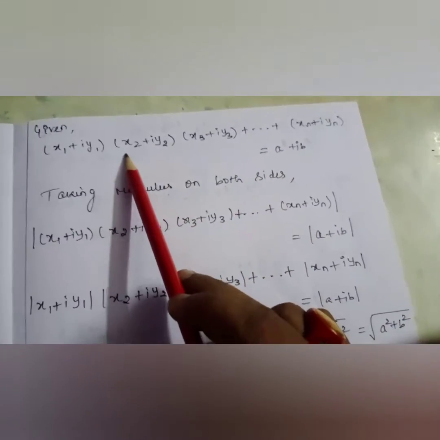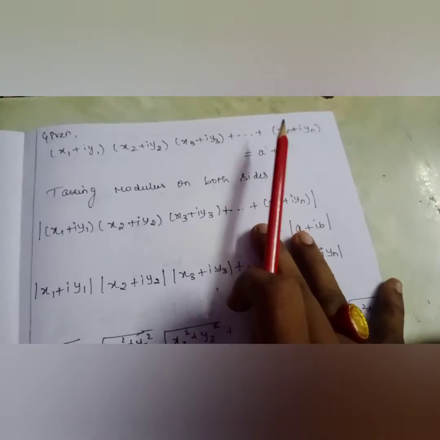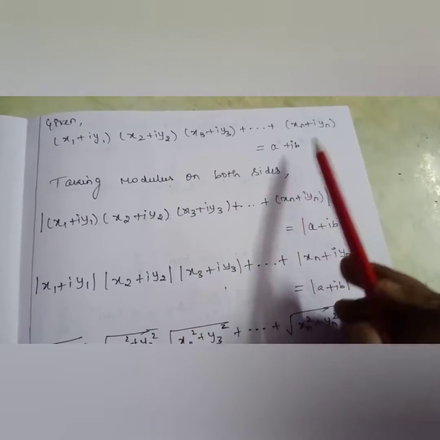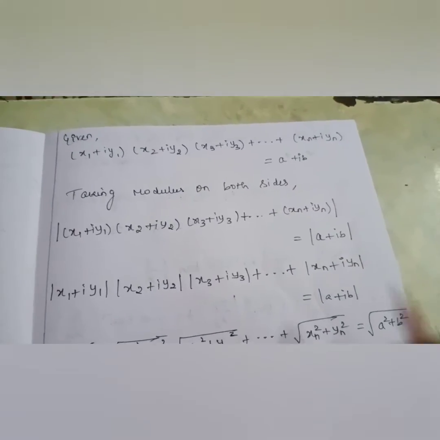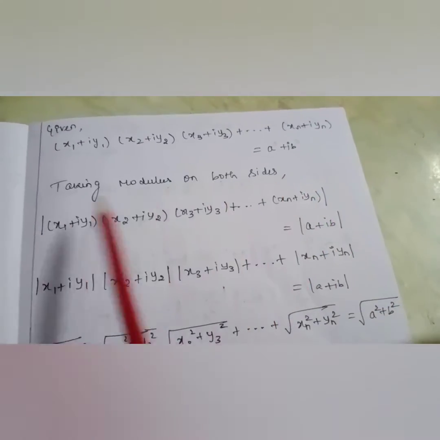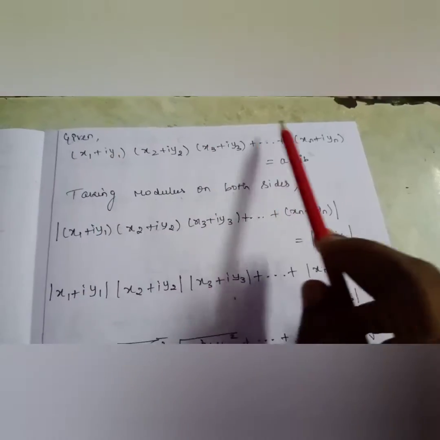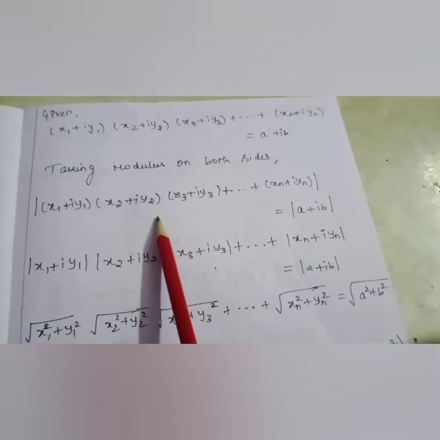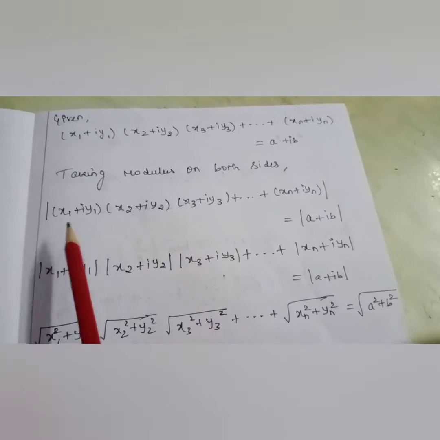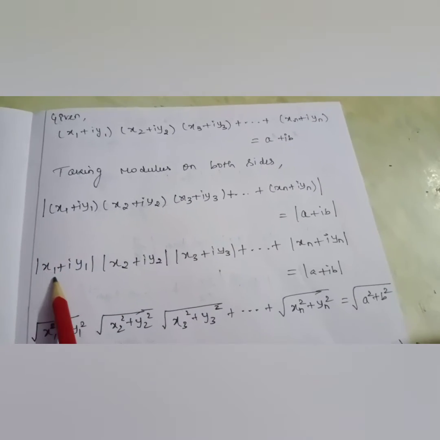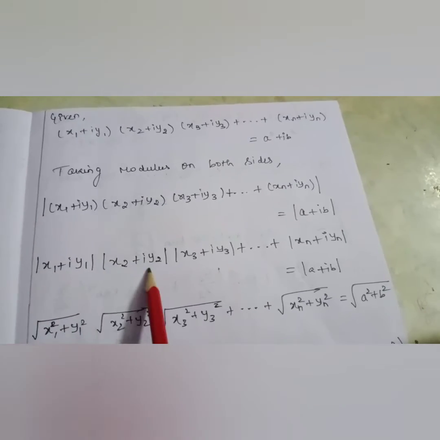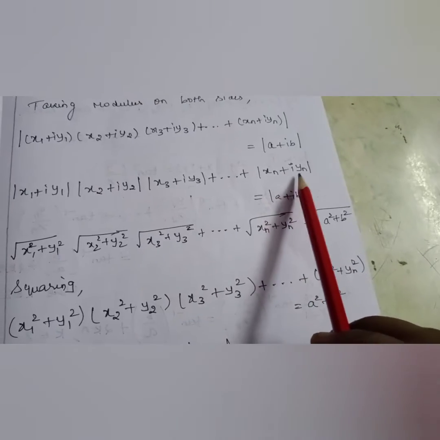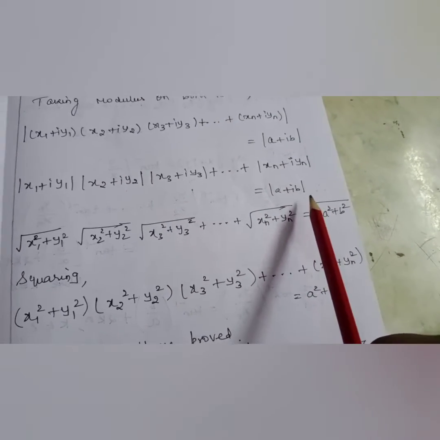First we will take the given concept, what they have given: x1 plus iy1 into x2 plus iy2 into x3 plus iy3, etc., up to xn plus iyn is a plus ib. So we will take modulus on both sides. When I take the modulus, I will apply the modulus on the left hand side and also on the right hand side like this. And then as per the property of modulus, I can split the modulus. So this will be like modulus for each term now. That is modulus of x1 plus iy1, modulus of x2 plus iy2, modulus of x3 plus iy3, etc., up to modulus of xn plus iyn is equal to modulus of a plus ib.